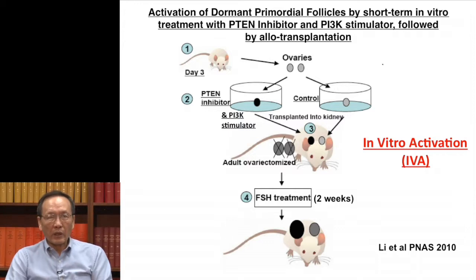The concept of this experiment is you only need short-term treatment to activate the follicles. Once they are activated, after taking out in vitro, we put it back into the best place for it to grow. In this case, we put under the kidney capsule of the host. And we allow 2 weeks to grow because we know during the 2 weeks, the primordial follicle will reach the pre-ovulatory stage. So we call this procedure in vitro activation.